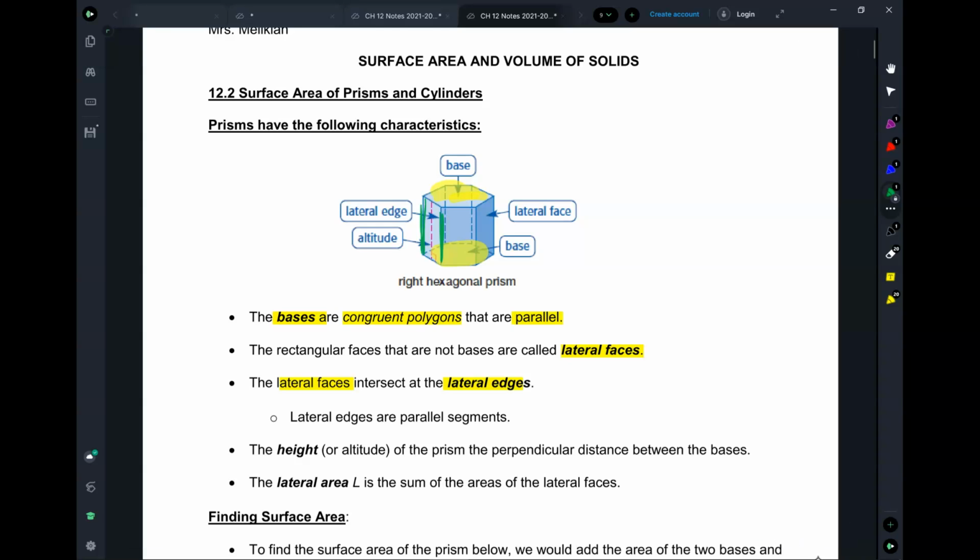Is it okay for those sides to be different, if one is longer? The lateral sides? No, because, oh, the faces? Yeah. The faces, yes, as long as they're all parallel. All right.